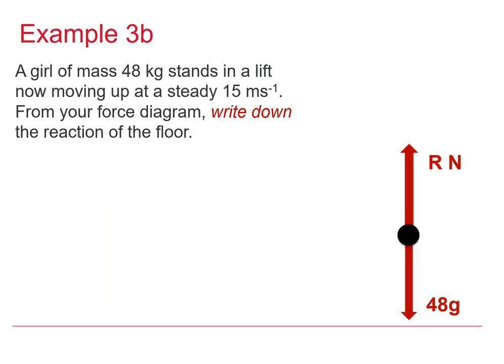Okay, so here's the next part of this question. It's now moving upwards at a steady 15 meters per second. And from our force diagram, just write down the reaction from the floor. Okay, so the point here is, because it's a steady 15 meters per second, that means that she's not accelerating. If she's not accelerating, from Newton's first law you know that the overall force must be 0. So this 48g must equal this R.